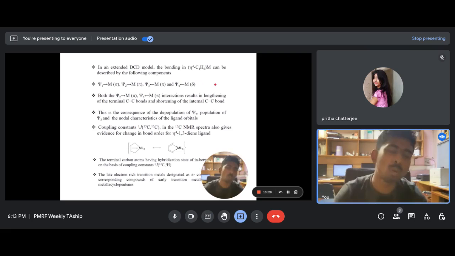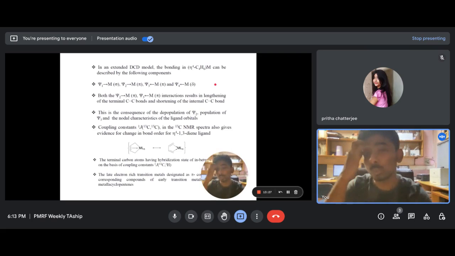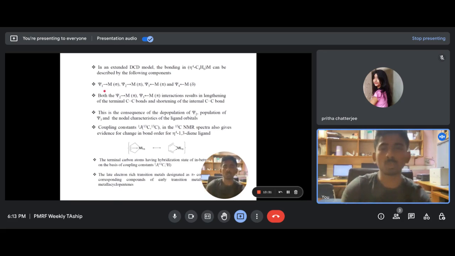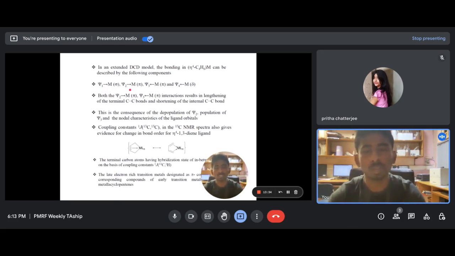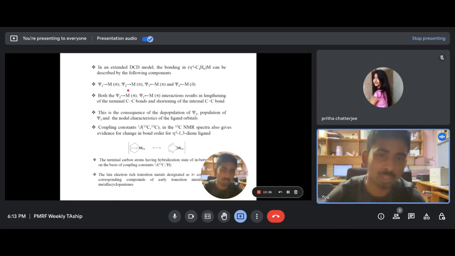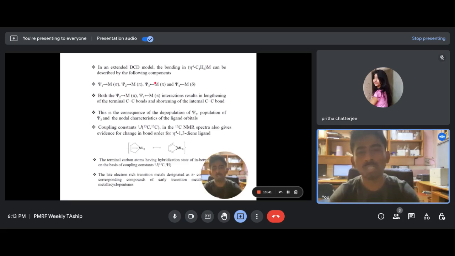There are 4 different carbon atoms having 4 different orbitals, Psi1, Psi2, Psi3, and Psi4. The first is Psi1 donating the electron to the metal sigma. Then Psi2 is donating to the metal pi. The metal has sigma orbitals and pi orbitals. The second kind is the back donation of electrons from the metal center to the ligand backbone. So M pi will back donate the electron to Psi3, and M delta will back donate the electron to Psi4.